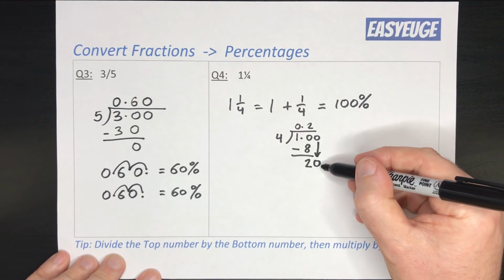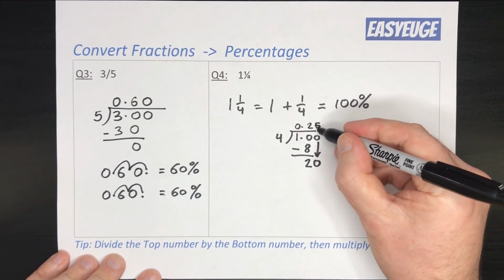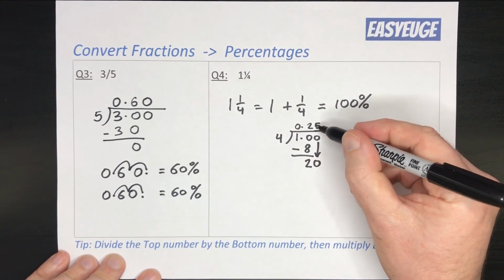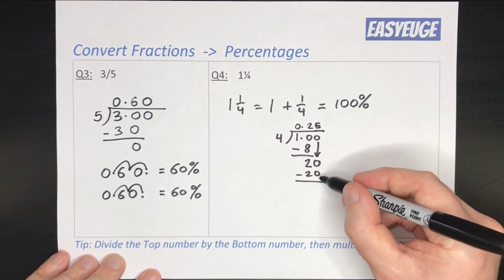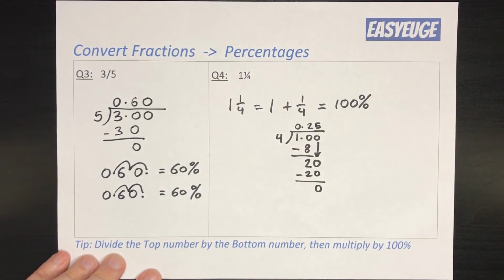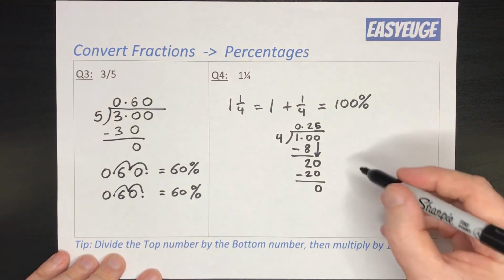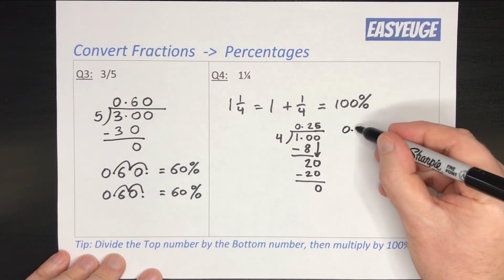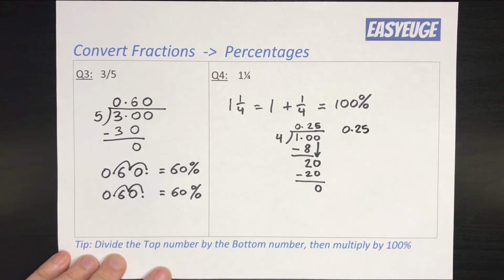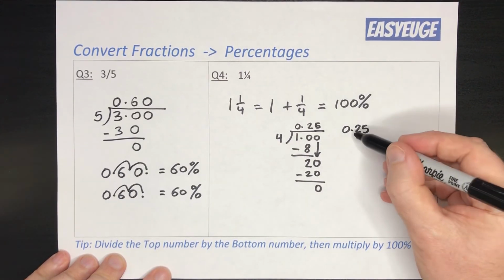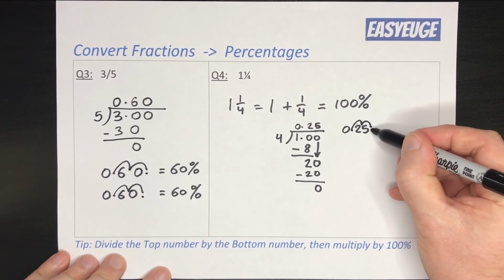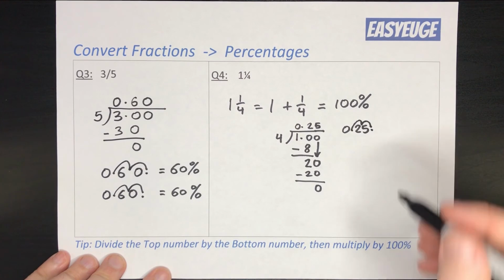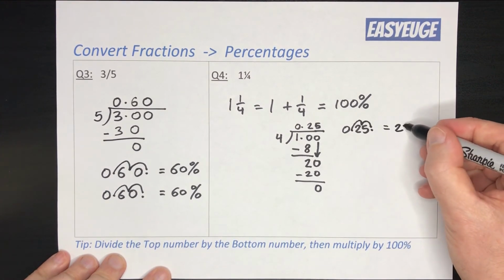Will 4 divide into 20? Yes, it will. It will go in 5 times. 5 4s are 20. Let's do the check. 20 take away 20 is 0, so you are finished. So your answer is 0.25 as a decimal. That's what a quarter is. As a percentage, you just find your decimal point, move it 2 places to the right, and this becomes 25%.